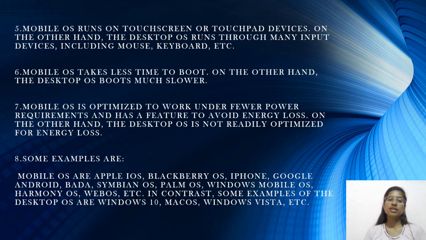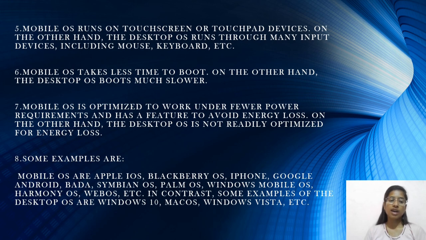The mobile operating system runs on touchscreen or touchpad devices, whereas the desktop operating system runs through many input devices including mouse, keyboard, etc. Mobile operating system takes less time to boot. On the other hand, the desktop operating system boots much slower. The mobile operating system is optimized to work under fewer power requirements and has a feature to avoid energy loss. On the other hand, the desktop operating system is not readily optimized for energy loss.